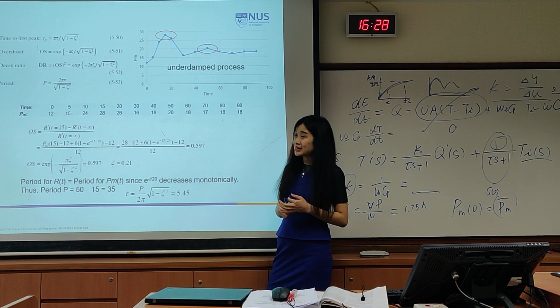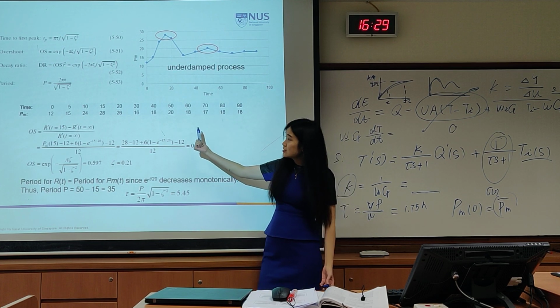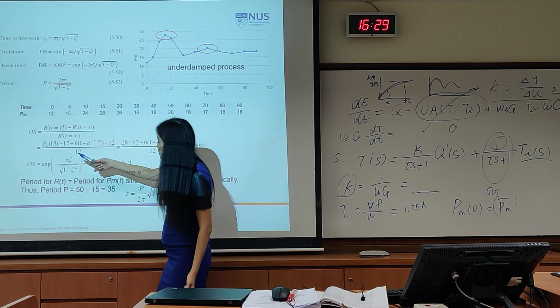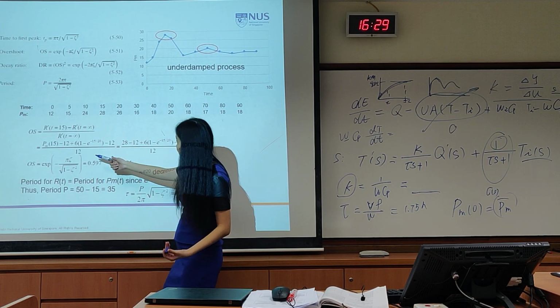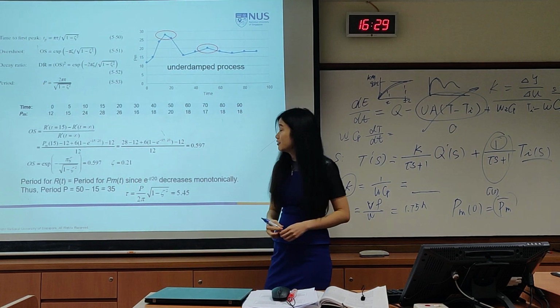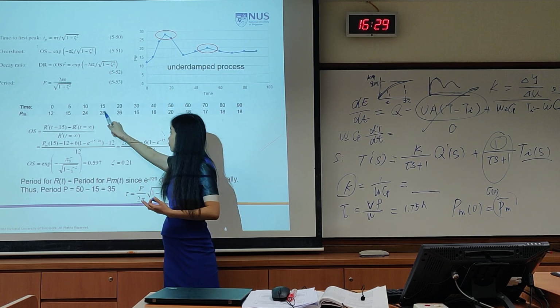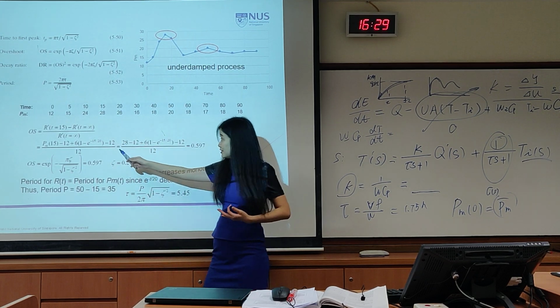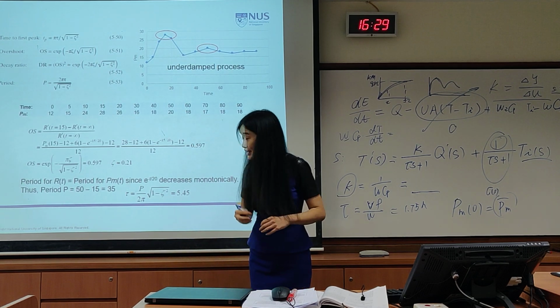Because here we focus on the second order process, we need to read the R. So we again use R equals P minus 12 plus this exponential term to get R's value. So we know the peak is happening at, again read from data, this is the first peak. So we use the PM 15 to calculate the R.